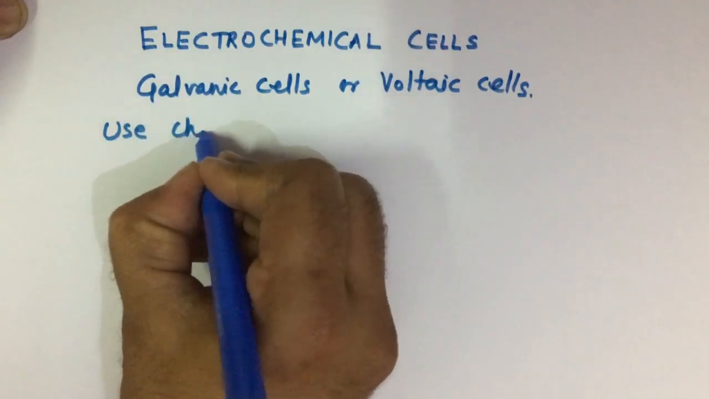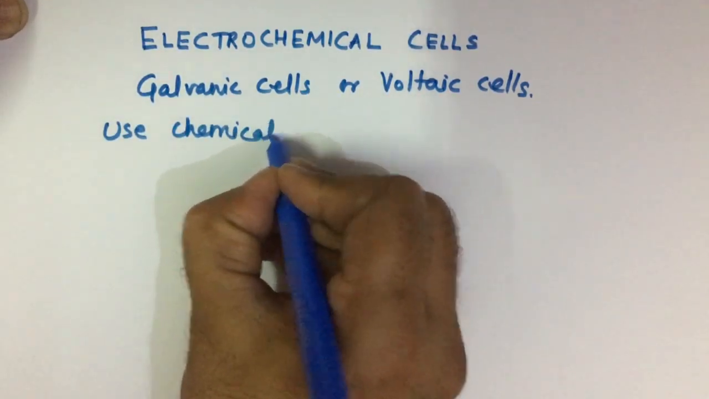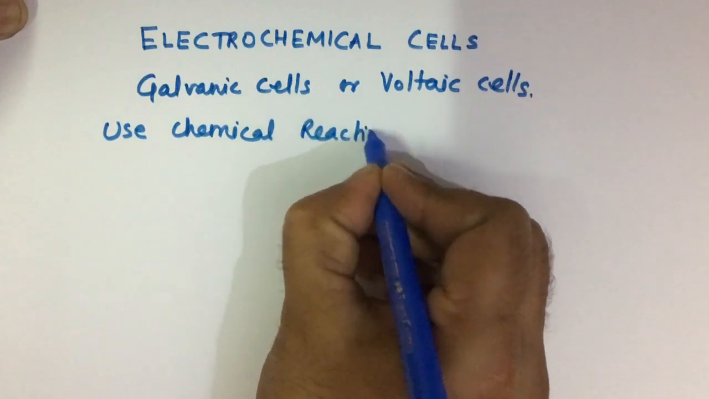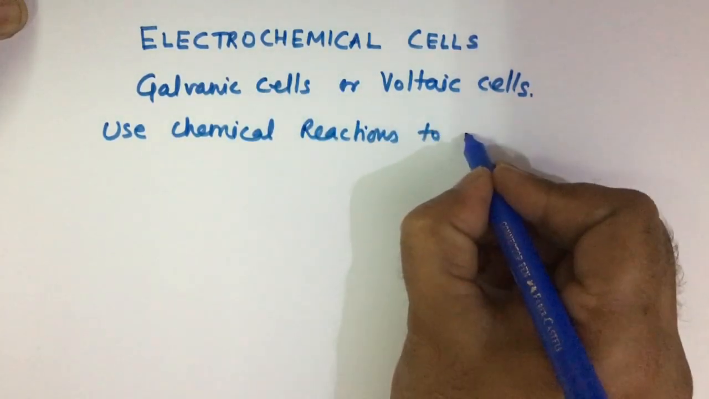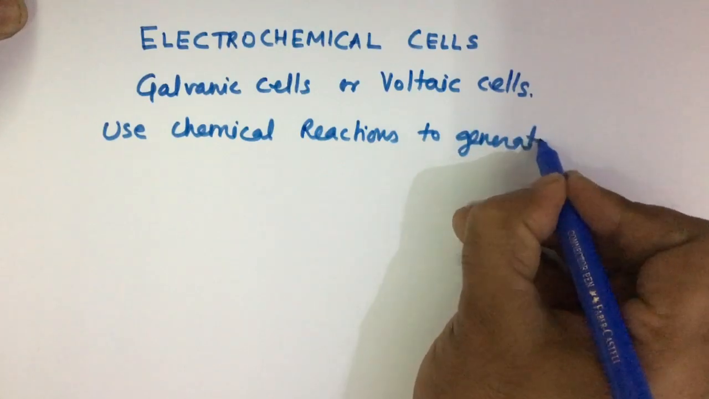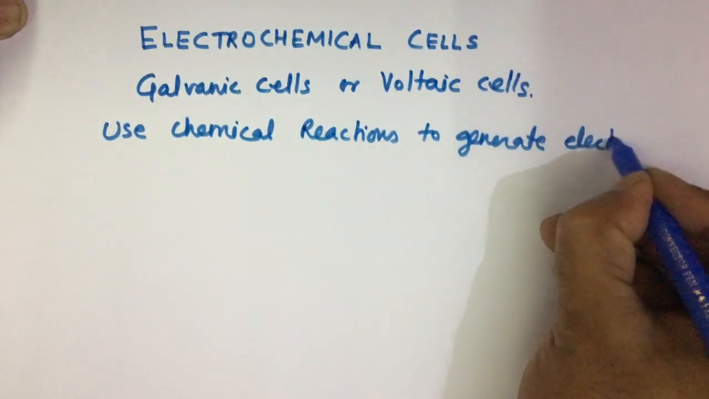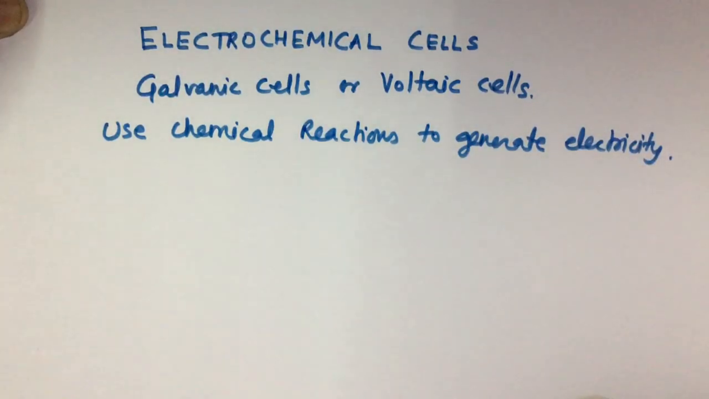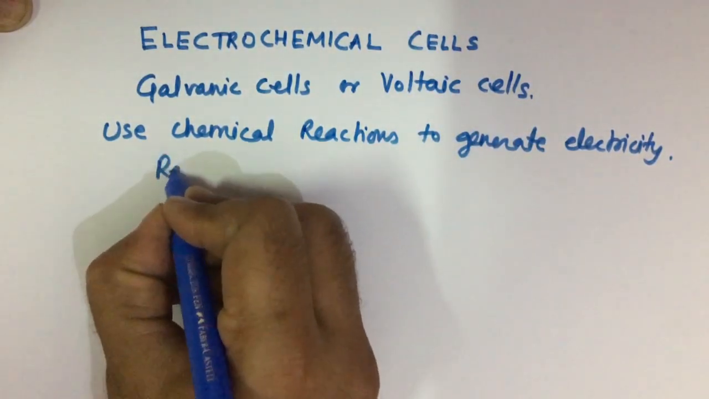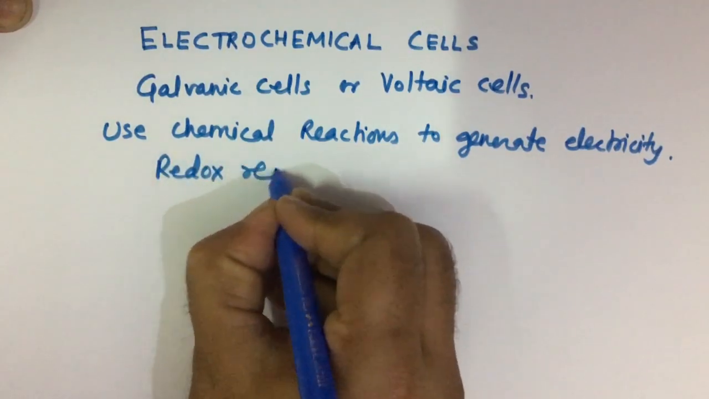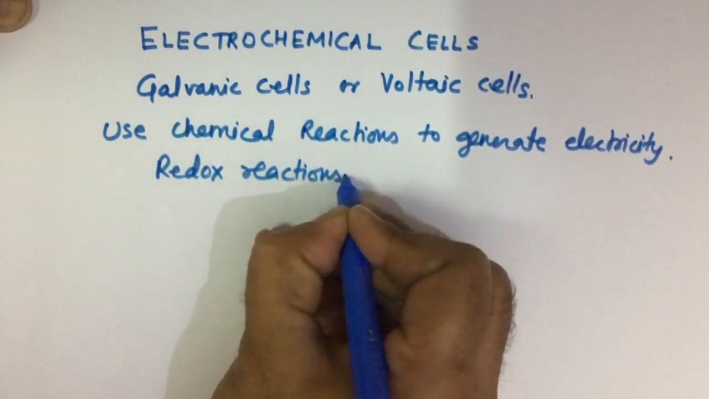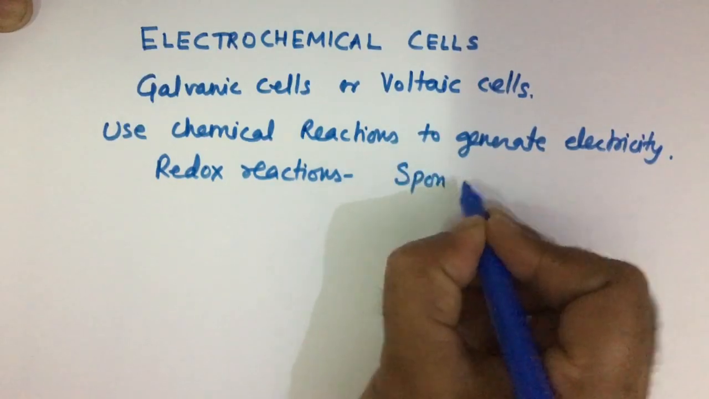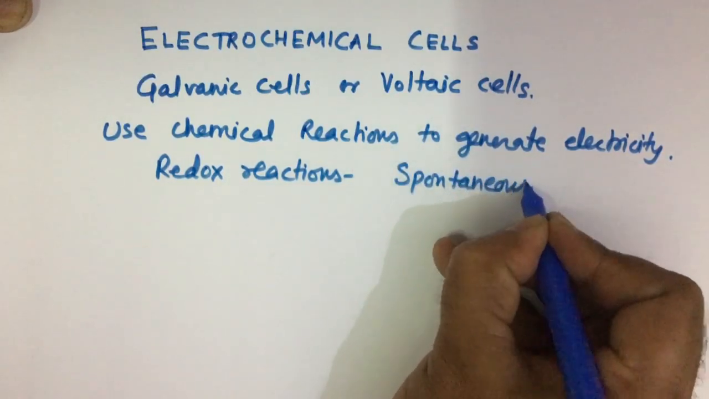They use chemical reactions to generate electricity. So these cells use chemical reactions to generate electricity, and the reactions which are taking place inside the cell are redox reactions, or reduction oxidation reactions, and these reactions are spontaneous reactions.